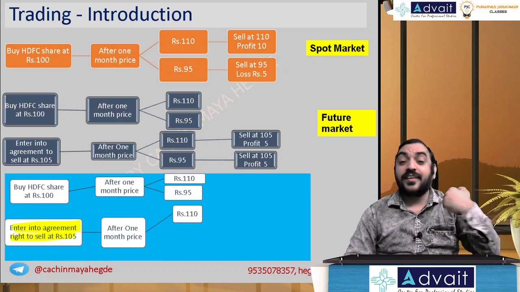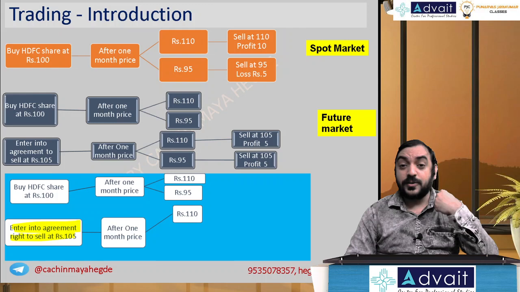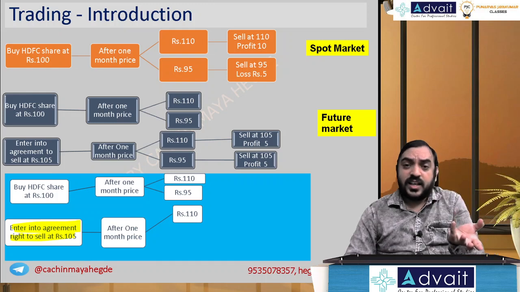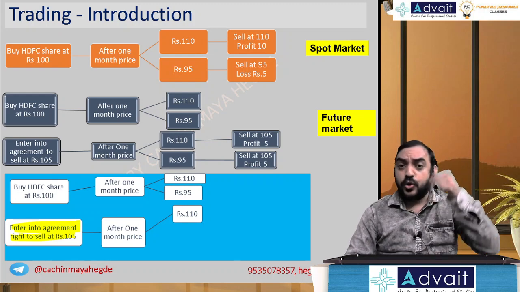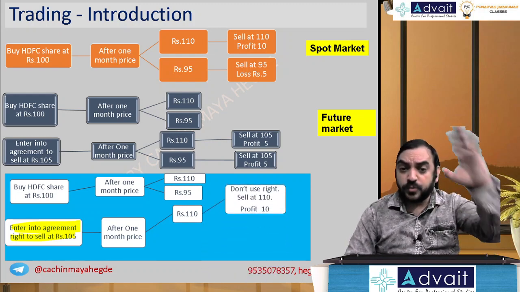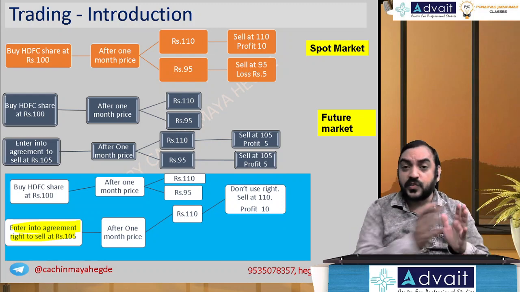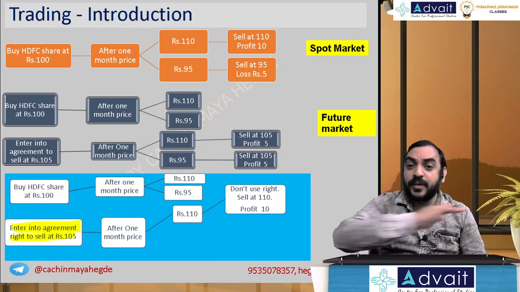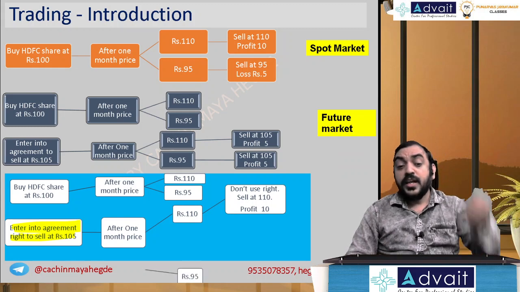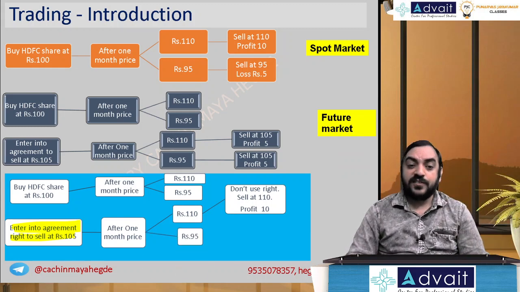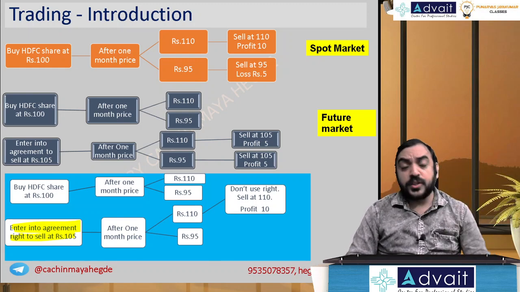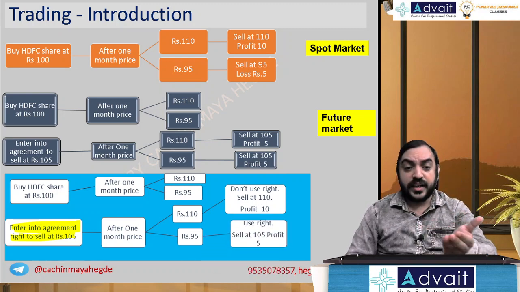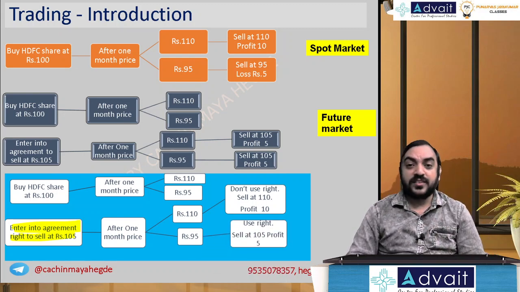The agreement gave me a right, a discretion. So the agreement allows me, if I want, I can exercise. Otherwise, I will cancel. Now here, going to the market is beneficial. I'll go to the market, sell it at 110 rupees, and make a profit of 10. This agreement I will cancel. If the price falls to 95, then going to the market is not beneficial. I'll come to this agreement, I would like to use it. I will sell it at 105 and make a profit of 5 rupees.